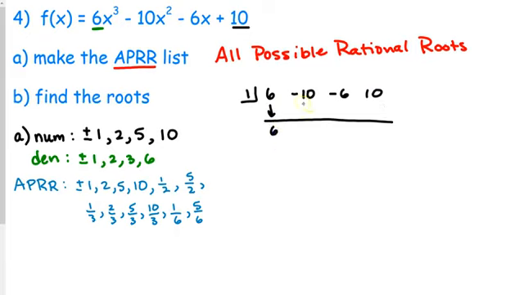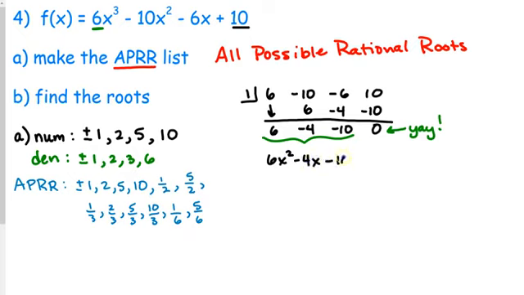You never know. Bring down the first number. Multiply by the number in the box, write it down and add. Multiply by the number in the box, write it down and add. Multiply it by the number in the box, write it down and add. Okay, this is good. Lucky me, I found one on the first try because I got a remainder of 0. And these numbers that we see here represent the remaining quadratic, which would be 6x squared minus 4x minus 10.